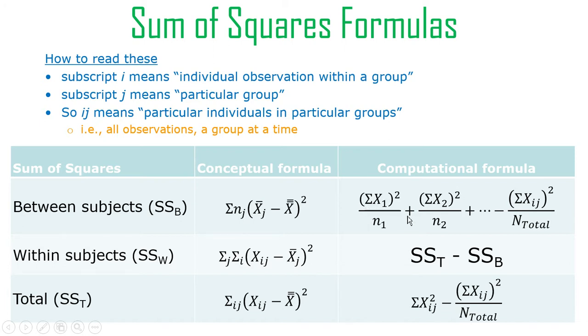So anyway, you notice you're just squaring values here. There's no deviations. There's no x minus x bar or anything. You're just squaring things and dividing by n. And down here, you're just squaring things. And then here, you're summing things up and squaring them because algebraically, you can manipulate that so that that works. So let's look at these one at a time.